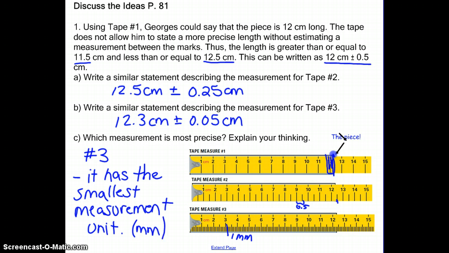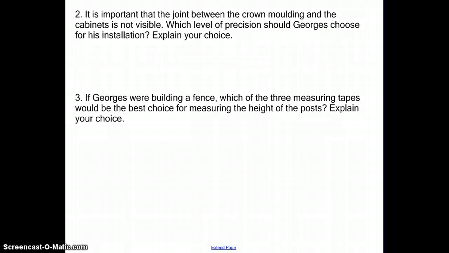So then, if we look to question 2, is it important that the joint between the crown molding and cabinets is not visible? So George now is installing this crown molding, and he doesn't know which ruler to use. So for crown molding, does that take a lot of precision? Yes. Crown molding is like the stuff around the bottom of your wall or around the top of your wall. So yes, it does take a lot of precision. So which ruler would you recommend him using? Number 3. Good. Why?